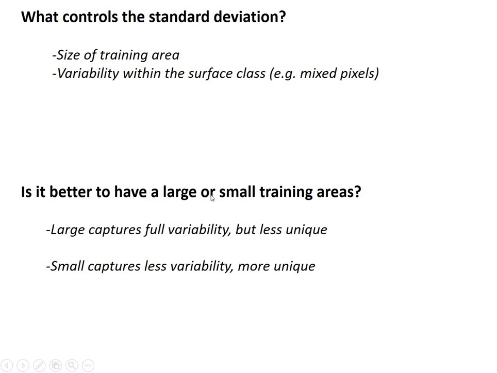So is it then better to have a large or a small training area? Well, large areas capture the full variability but end up being less unique. But in the end, if your goal is to reliably classify pixels and to actually understand if you can classify certain surface types, usually you want to know what the full variability is, right? Even if it makes your spread bigger. If you use a small training area, you're going to capture less variability. You may have a more unique signature, but it may not be representative of the entire surface class.